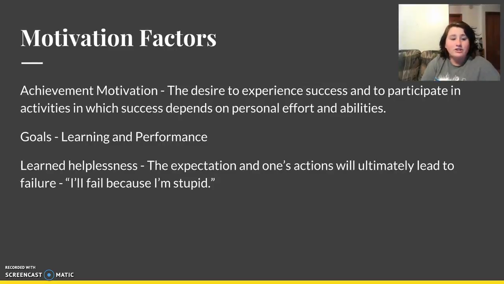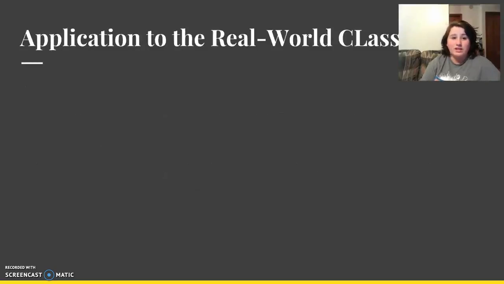Another motivation factor is called learned helplessness. The expectation that one's actions will ultimately lead to failure. Most of the time students say, I'll fail because I'm stupid. They think they're stupid either because someone's told them that they're stupid or they've always failed at something, and that ultimately makes them feel like they're not going to be successful.